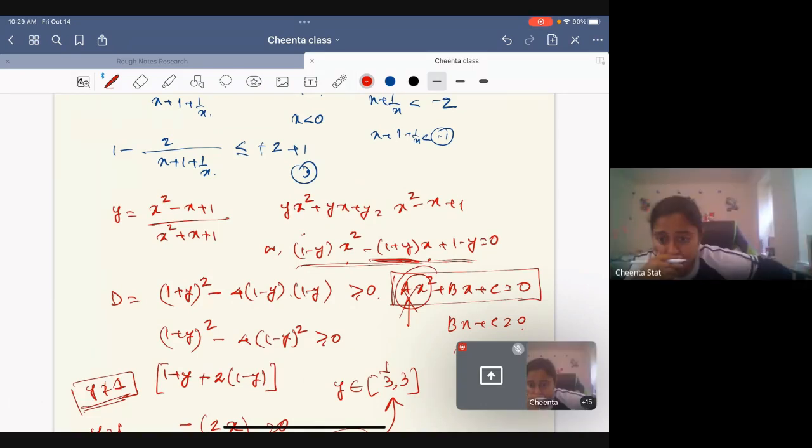Minus x is not equal to x. Hence y not equal to 1, minus y equals 1.